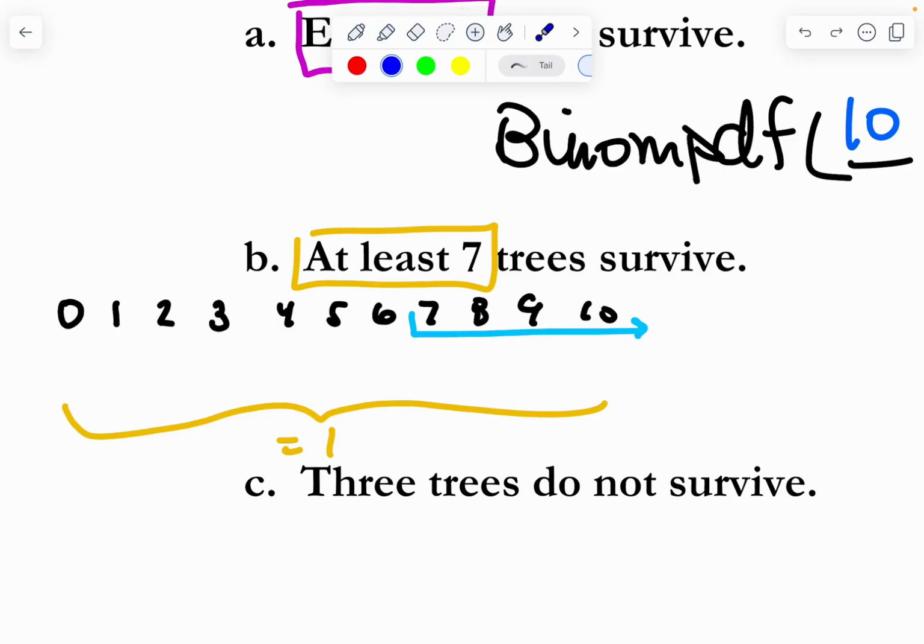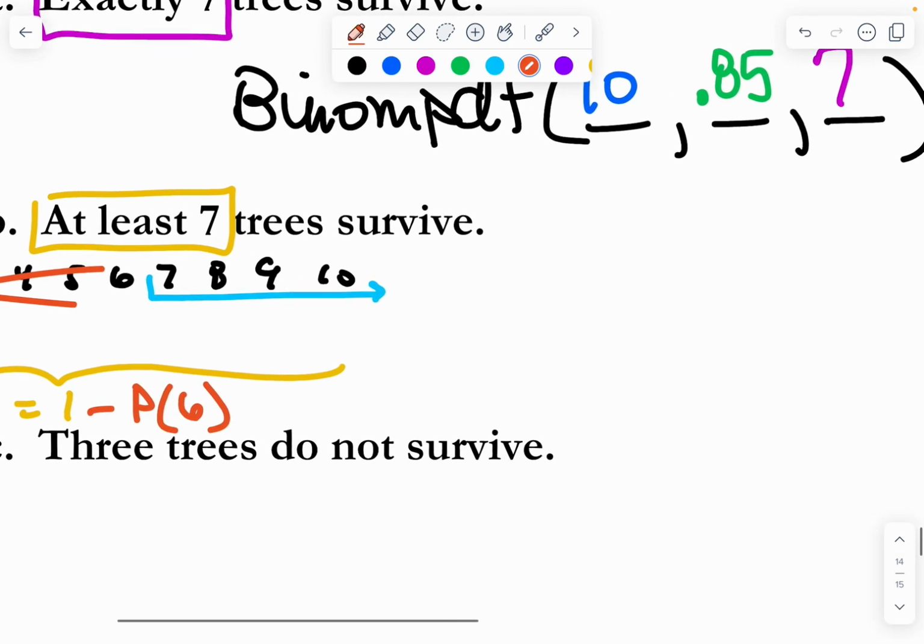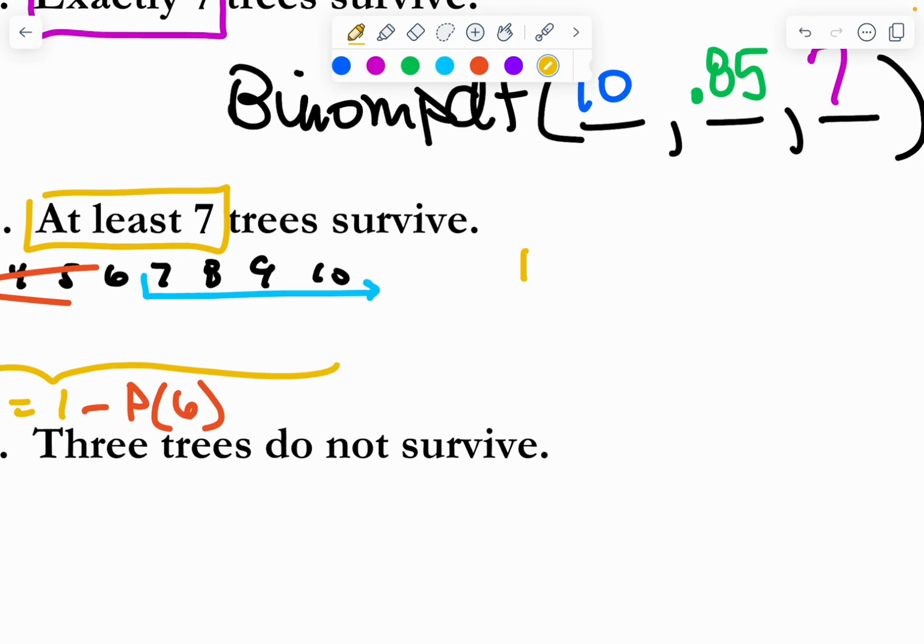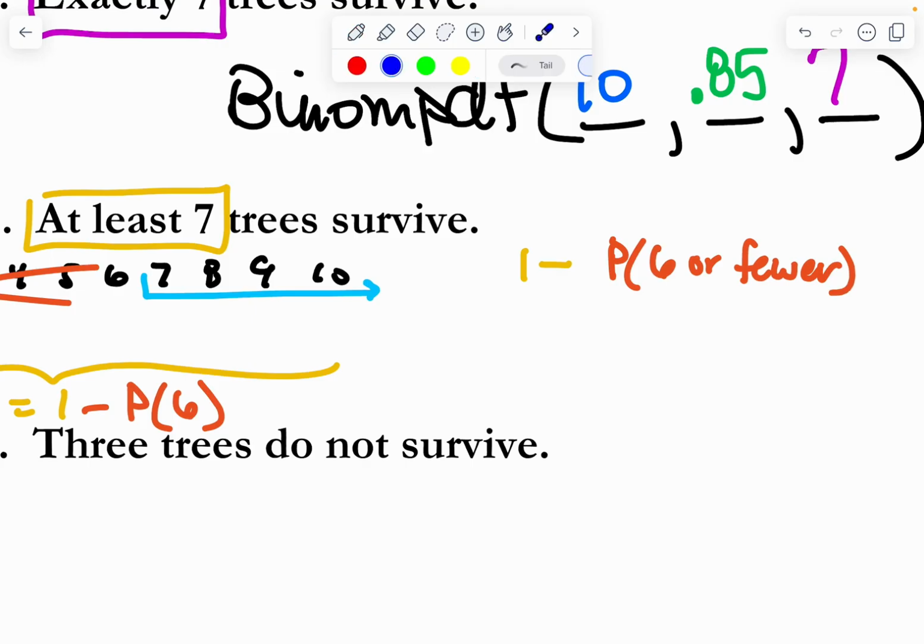Or I'm sorry, we could calculate by finding the probability of 7 plus the probability of 8 plus the probability of 9, and so on. Or the easier way is to do 1 minus the probability of the ones that we don't want. If we eliminate the probability of 6 or fewer, right? Or 0 to 6. This way is easier, I think. We're going to do 1 minus the probability of 6 or fewer surviving, and then we'll be left with these guys.